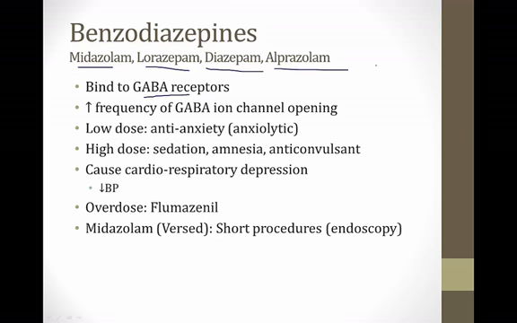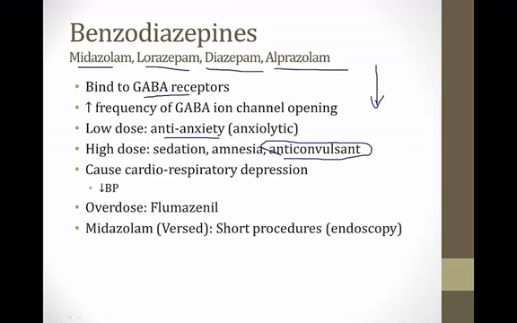So the GABA receptor allows chloride to go into neurons and make them less likely to depolarize. These drugs will keep that GABA receptor open longer, and more chloride will go into the neuron. Like I said before, low dosages are used as anti-anxiety drugs, but high dosages will cause sedation and amnesia. They can even be used as an anticonvulsant, and we talk about this in the seizure module.